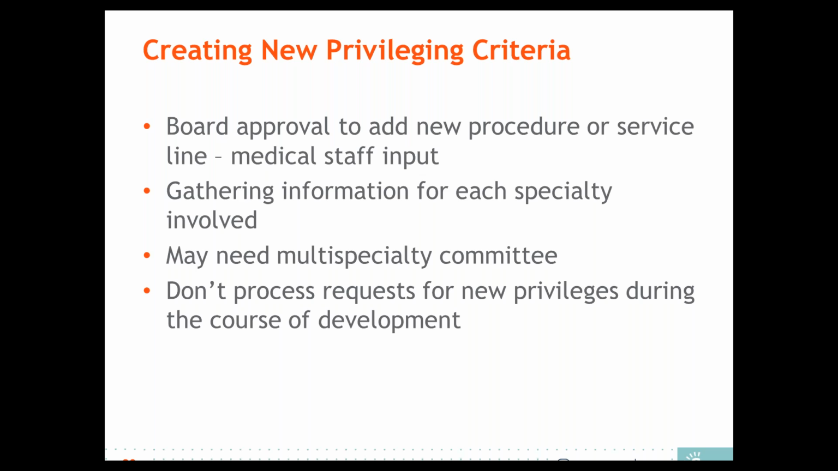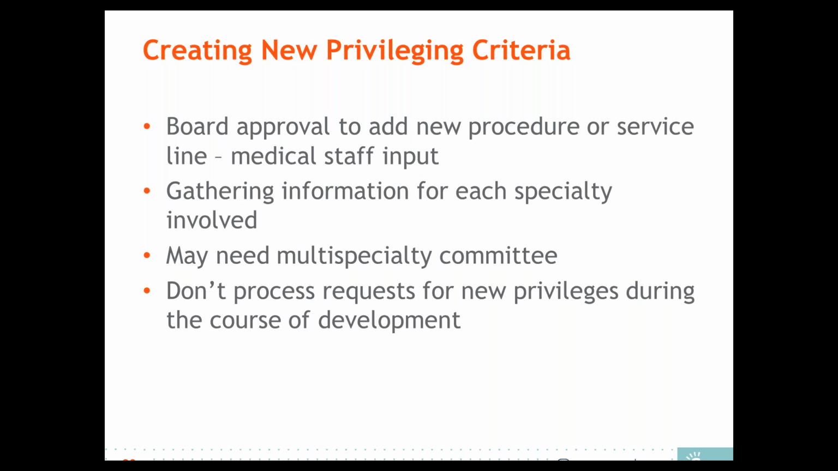Once the governing body approves that, the medical staff should be providing input into that approval, and then you gather all the information from any specialty that's involved. If it's a service that crosses specialty lines and there may be more than one specialty doing it, find out what kind of programs other facilities are doing. Make sure that you look at any specialty organizations to see if they have any guidelines and evaluate those. And you might need to have a multi-specialty committee to sit down and determine what the criteria is and come up with the best criteria that will be the same.